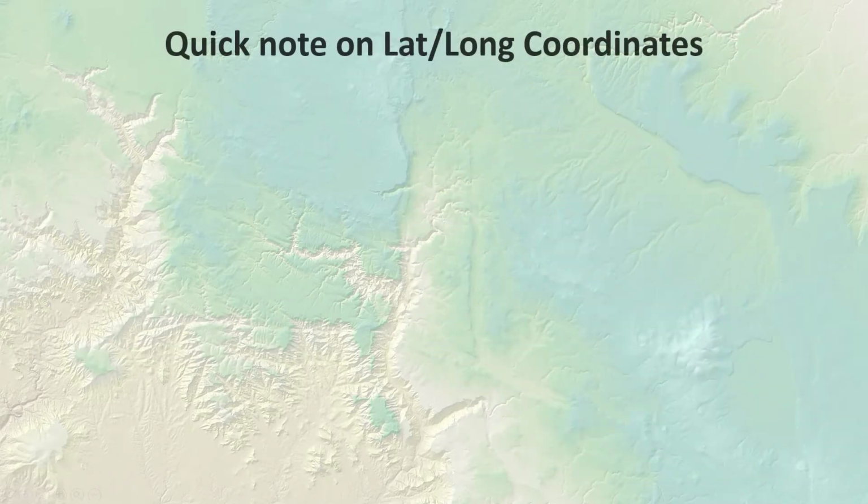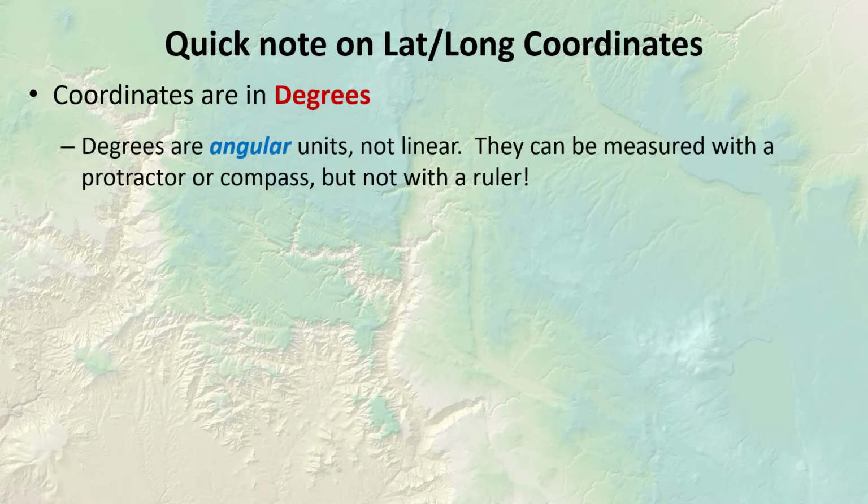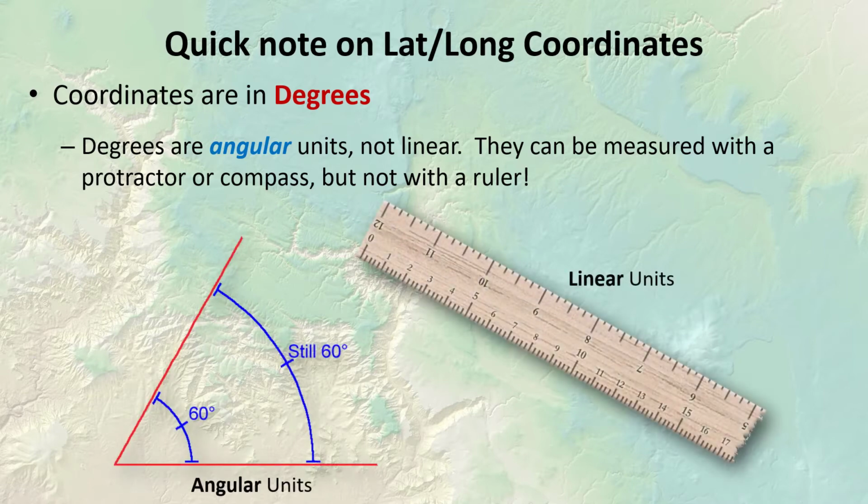Okay, let's discuss latitude and longitude coordinates. The most important thing to understand about lat-long units is that they are in degrees, and degrees are angular units, not linear. They describe a position on the curved surface of a sphere or an ellipsoid. This means that they can be measured with a protractor or a compass, but not with a ruler.